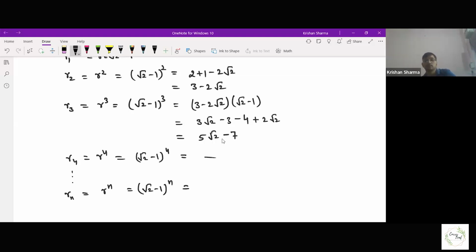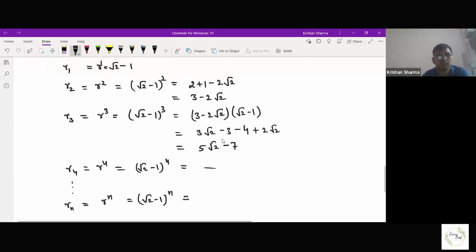Now, another thing in maths, we always look for a pattern. So look at the first term. We have square root 2 here, and here, and here. The coefficient is 1 here, the coefficient is minus 2 here, the coefficient is 5 here. What is common between all these three numbers? They are all integers.